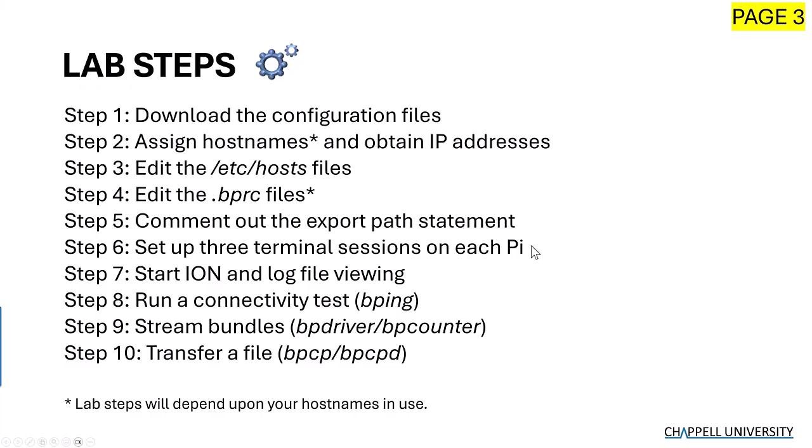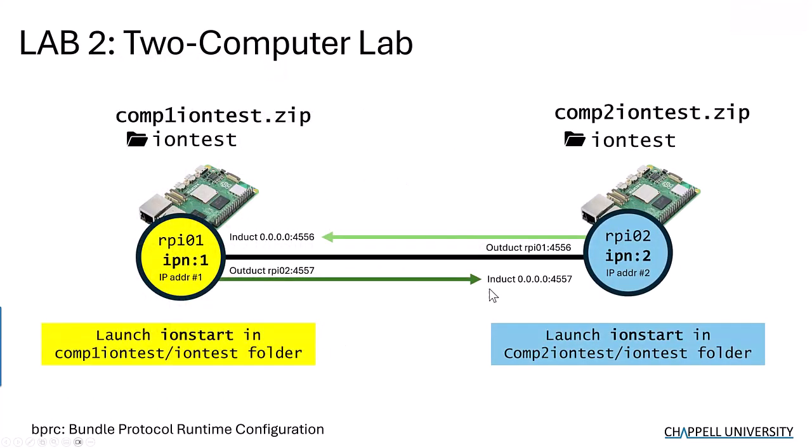Question, can we specify the induct as only the other Pi? I'm going to go through the configuration file with you so you can see how we specify different things. Essentially, when you're looking at this configuration, if on the induct I put in the IP address, instead of putting in anybody using 0.0.0.0, if I put in the IP address of RPio1 over here, then I would only accept the traffic from that IP address. That's how you can lock it down to who's allowed to send me traffic on 4557.